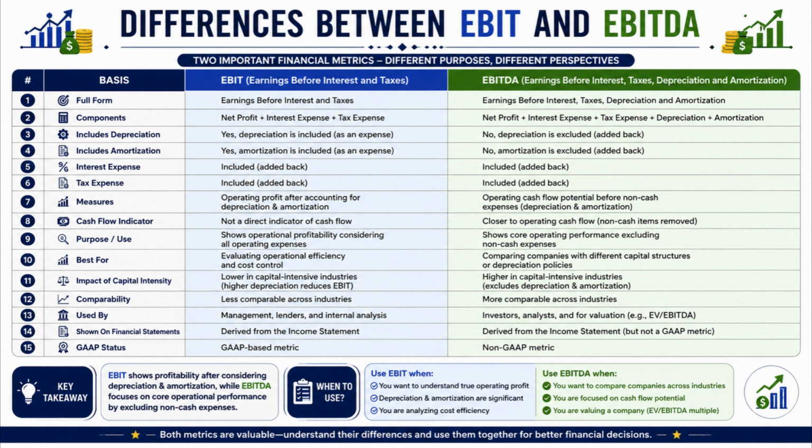Number 9. EBIT is used to evaluate operational profitability while considering all operating expenses, whereas EBITDA is used to assess core business performance excluding non-cash charges. Number 10. EBIT is more suitable for analyzing cost efficiency and expense management, whereas EBITDA is more suitable for comparing companies across industries. Number 11.